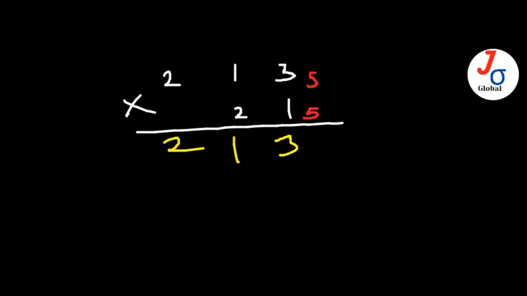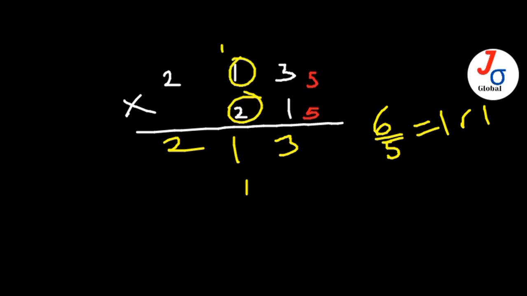2 times 3, you have 6. But I can't write 6 because 6 is not part of the digits of base 5. The digits of base 5 are just 0 to 4. So basically, I have to divide by the base. 6 divided by 5, I have 1 remainder 1. So I'm going to write 1, then carry 1. So you have 2 times 1, I have 2, plus this one, plus this one, I have 3.